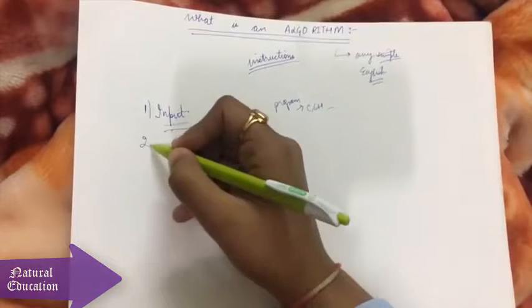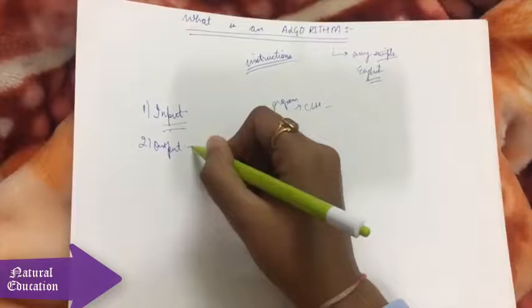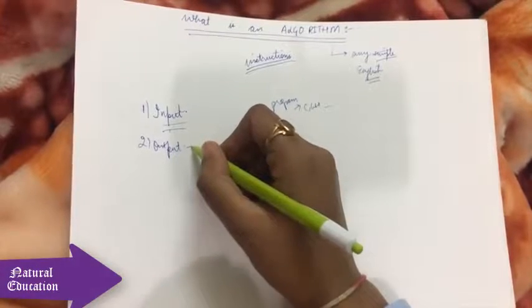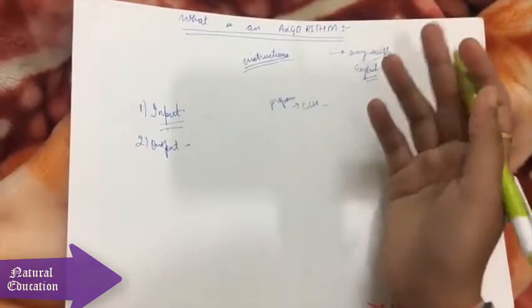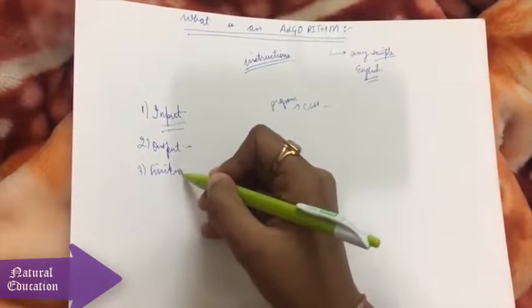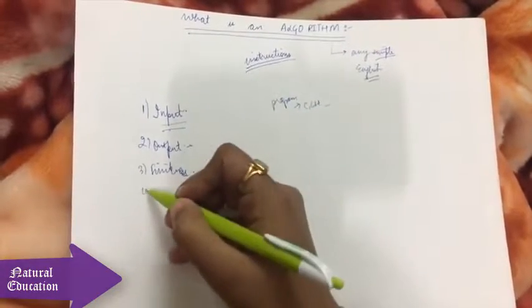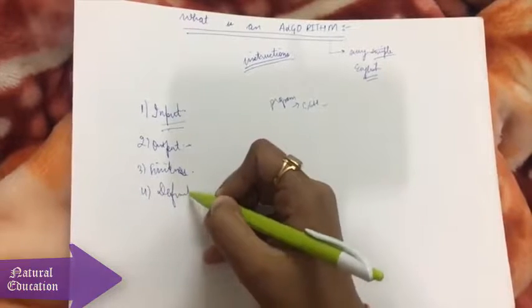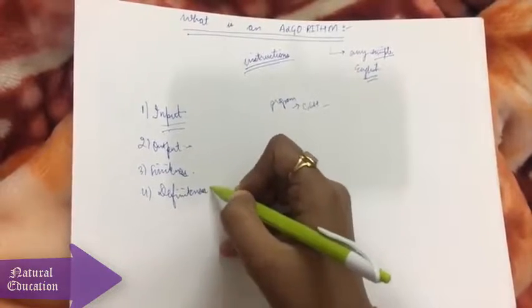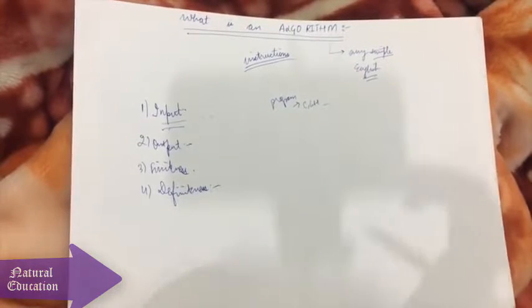The second criterion is the output. An algorithm must produce at least one output. An algorithm that does not produce any answer or output is useless. The third is finiteness. Finiteness means that the algorithm must have an ending. It should not keep on running infinitely. Fourth is definiteness. Definiteness means that it must be clear and unambiguous. Every statement in an algorithm must not give two meanings. One statement should mean only one thing.